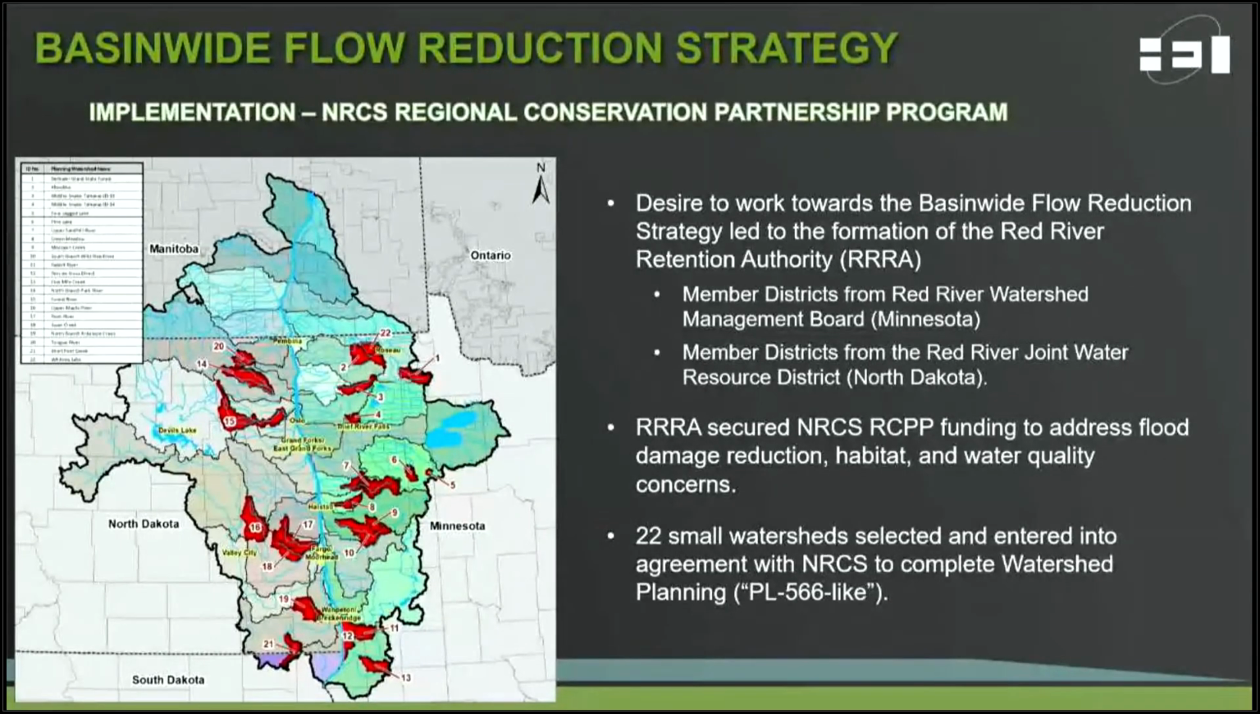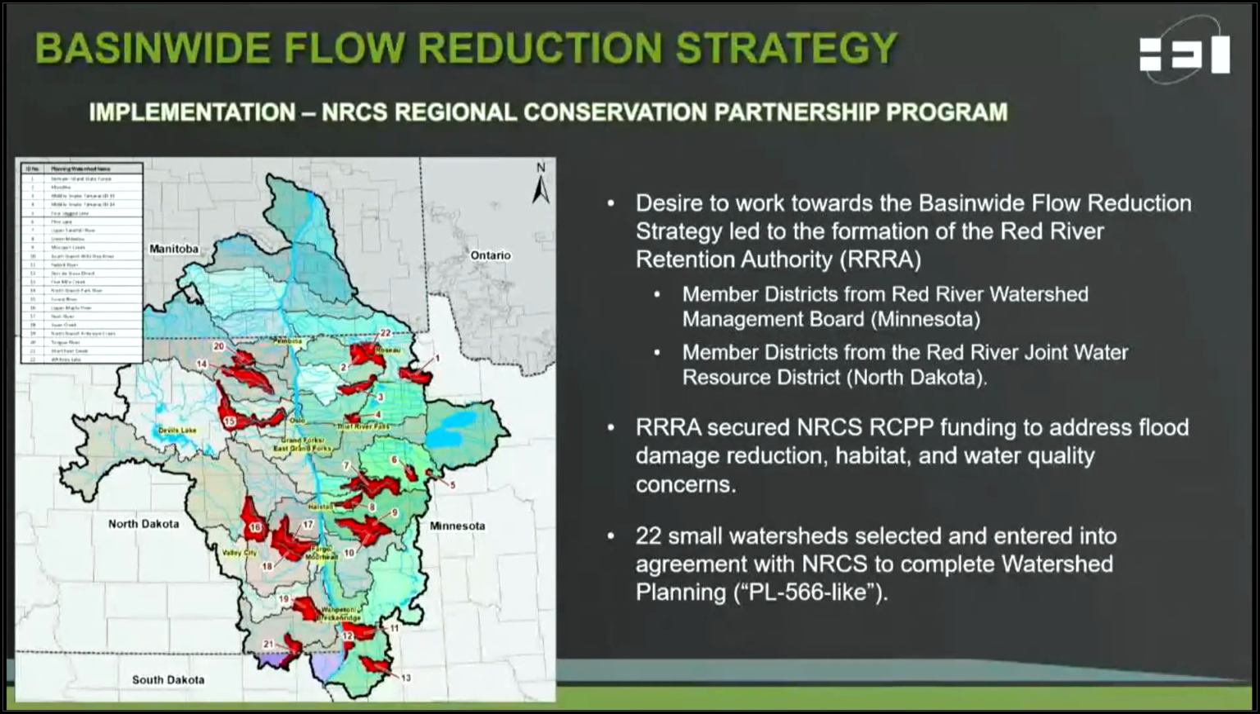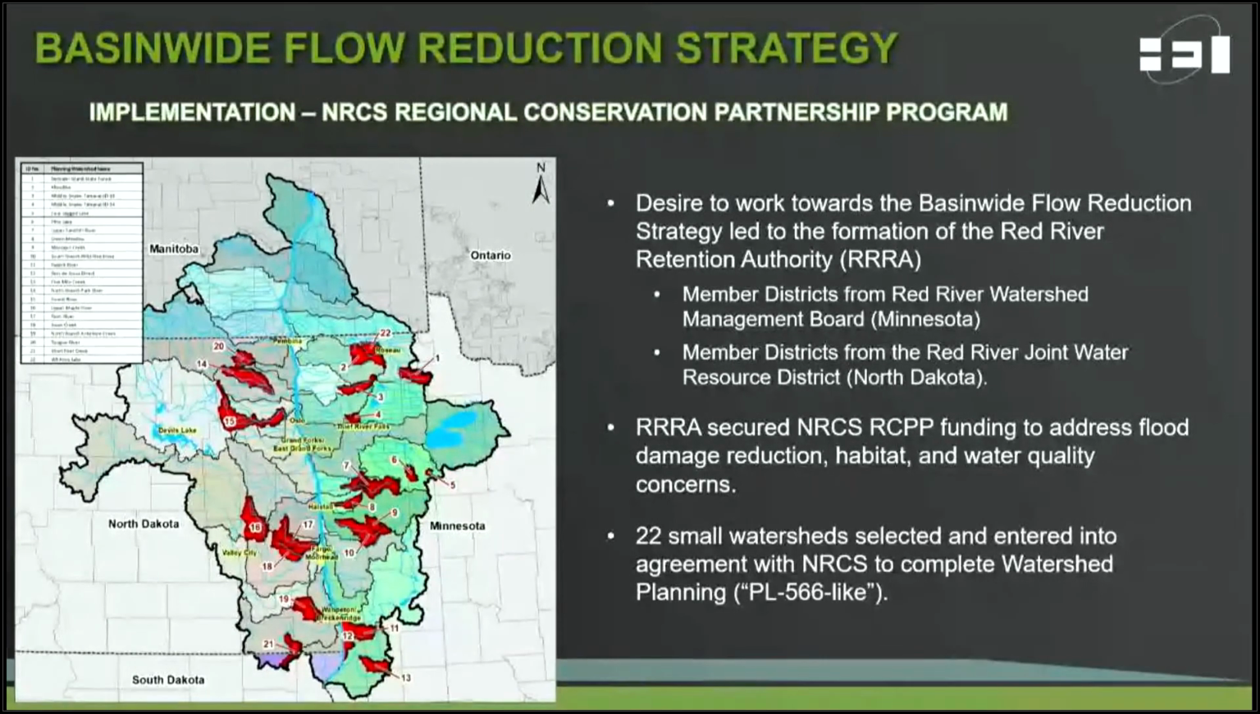So here is where the Red River Retention Authority enters. Some background on the Retention Authority: they're a joint board made up of member districts from both the North Dakota and Minnesota joint boards on each side of the river. What they were successful in doing was securing funding through the NRCS, through their RCPP program, to essentially complete watershed planning on 22 individual smaller tributary subwatersheds.